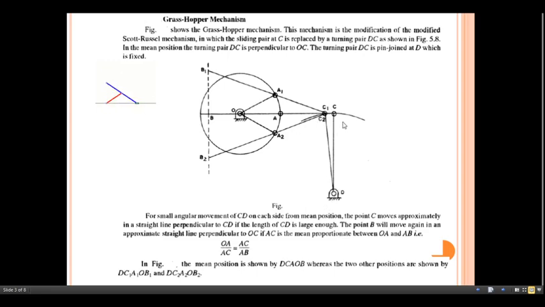Okay, so for the smaller displacement of this link, the end point will start moving in the upward direction or in the downward direction. Now, if you look at the discussion given here, in the mean position, the turning pair DC is perpendicular to OC. The turning pair DC is pin jointed at point D, which is fixed, for the smaller angular movement of this CD on each side from the mean position.